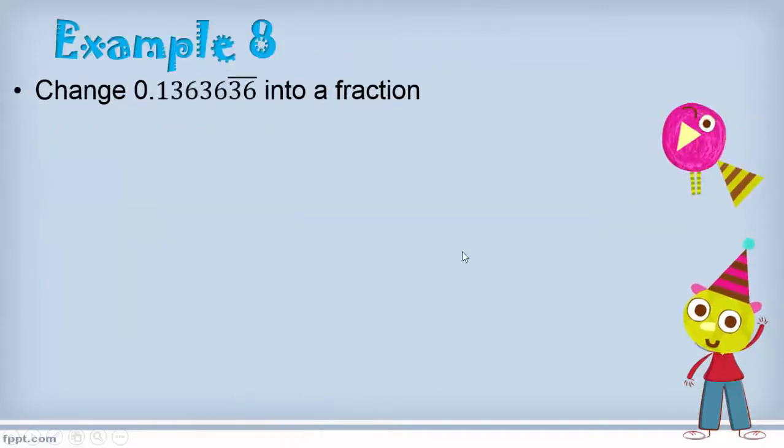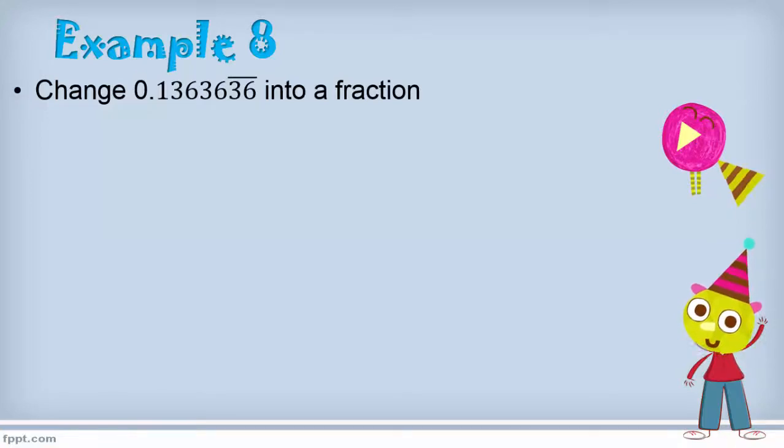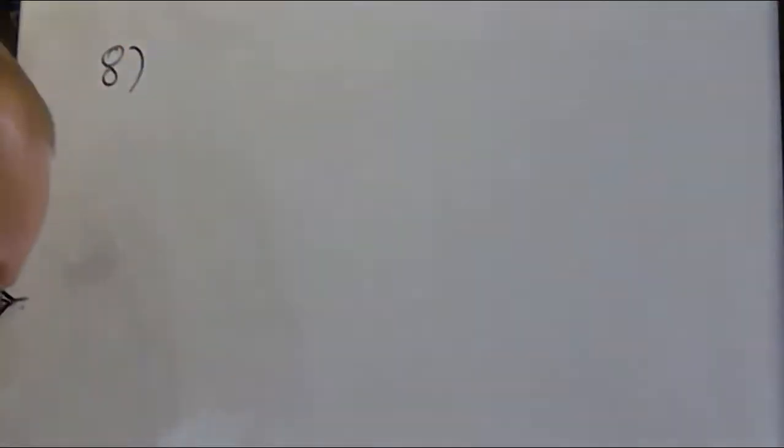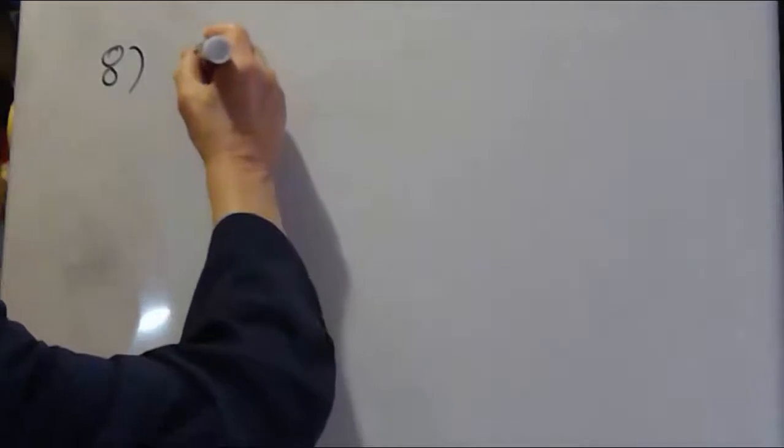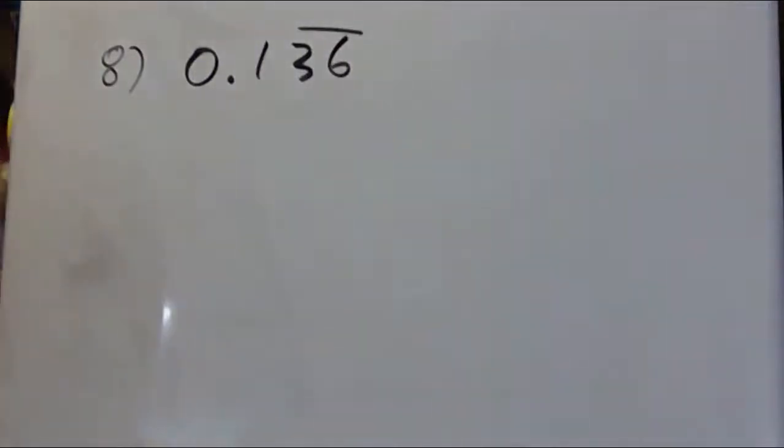In example number 8, we have to change 0.13636636 into a fraction. Now notice only the 3/6 part is repeated. The 1 is not repeated. So let us go over to the whiteboard and see how we would do a situation where it is mixed, meaning some numbers are repeated and some numbers are not. Now, example number 8 is a little bit trickier because only part of the number is recurring. So we have 0.136, but only the 3/6 part is recurring.